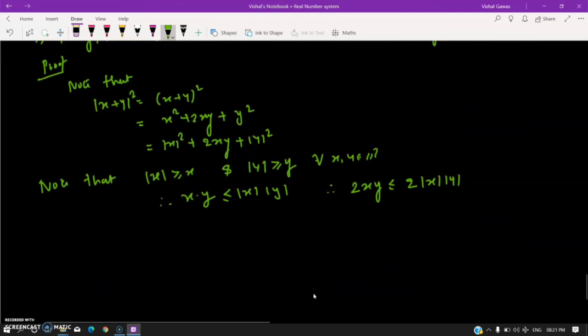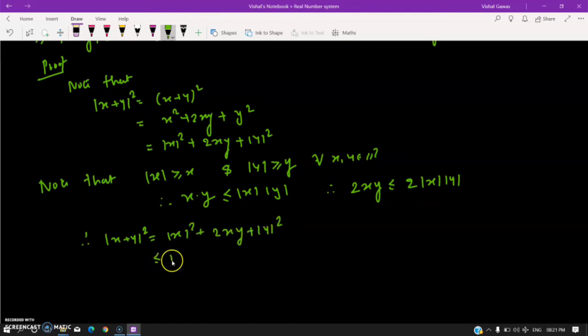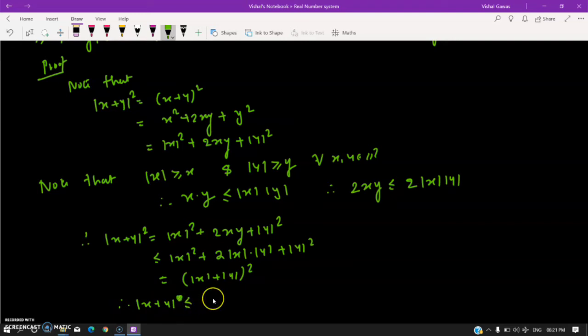Therefore, (x plus y) the whole squared, which was equal to modulus of x squared plus 2 times xy plus modulus of y squared, would be less than or equal to modulus of x squared plus 2 times mod x into mod y plus modulus of y squared. So this is equal to (modulus of x plus modulus of y) the whole squared. Therefore, modulus of (x plus y) the whole is less than or equal to modulus of x plus mod y.